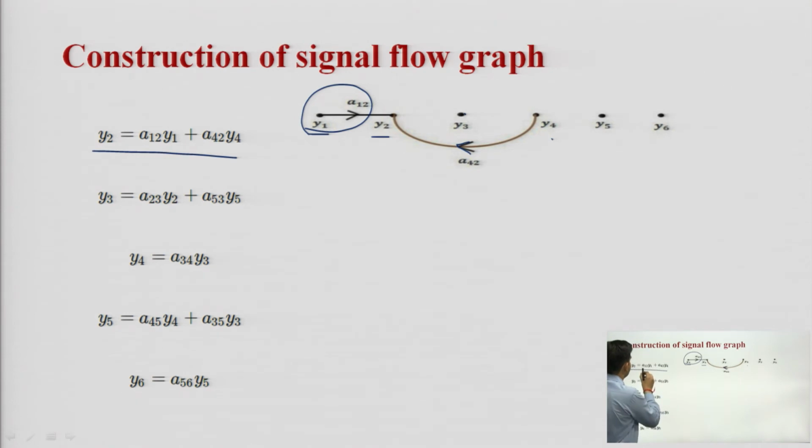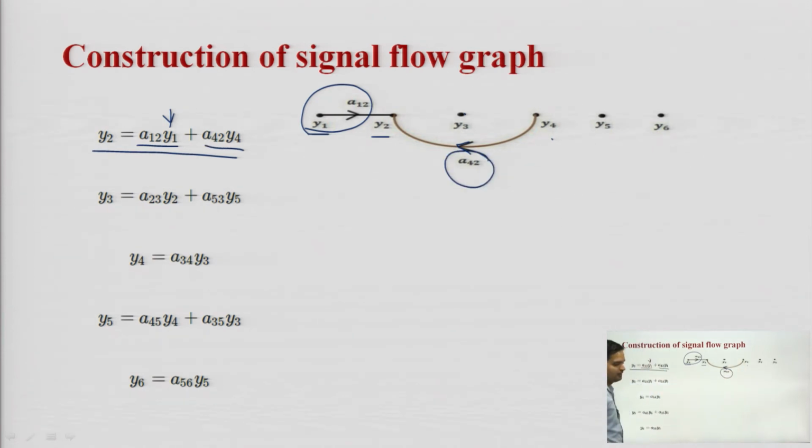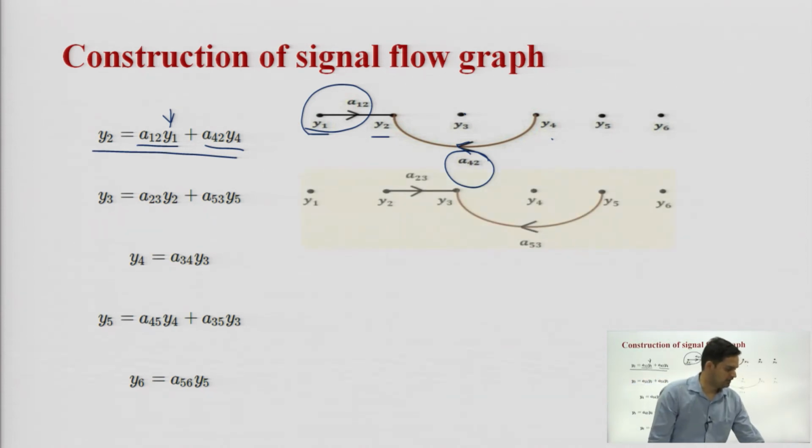So, I can say a12 is the gain, y1 is the signal passing through it plus the second signal coming from y4 with a gain of this much, right. In the same way we can write the second equation.